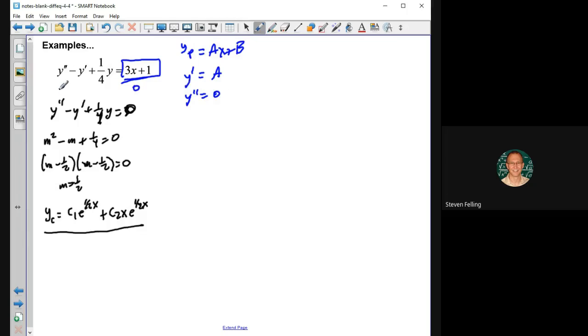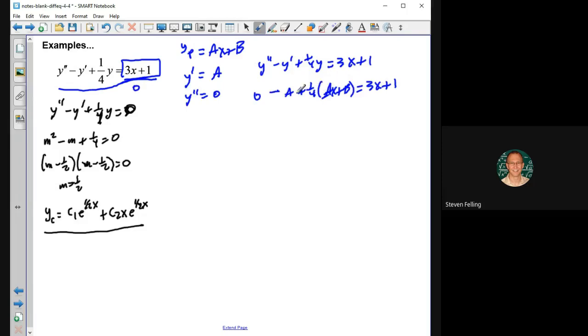So now I'm going to take the differential equation with the right-hand side, which is y double prime minus y prime plus 1/4 y equals 3x plus 1. And then I will substitute all these derivatives in. So I'll put a 0 in for this, right? And then for y prime, I'm going to put a. And then for the y, I'll put the postulated ax plus b. Okay. And then I have to find constants a and b in this case that will make this true, right?